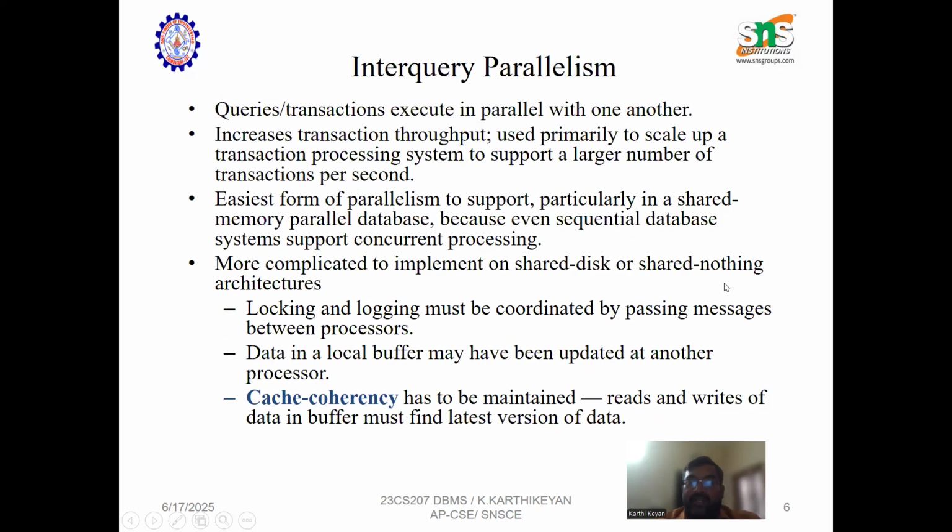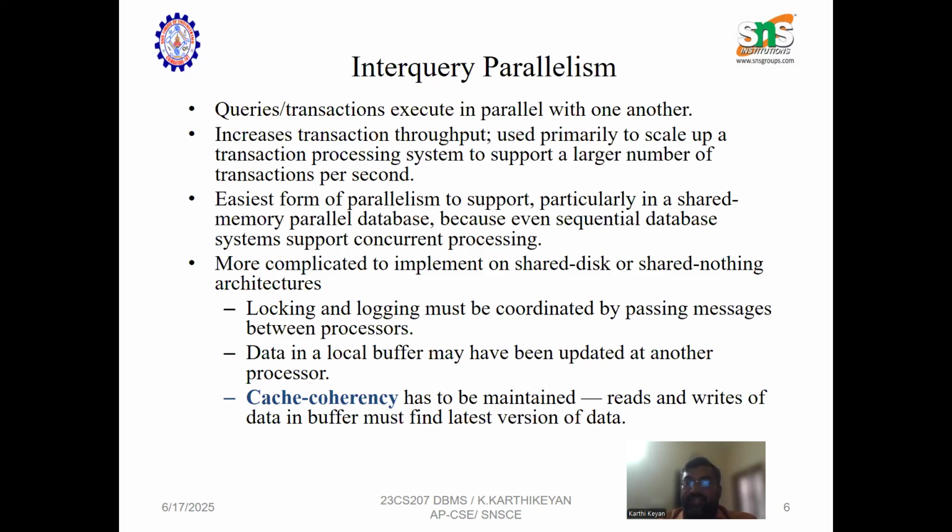So this is inter-query parallelism. Queries and transactions execute in parallel with one another. They increase the transaction throughput and are used primarily to scale up a transaction processing system to support a large number of transactions per second. It is the easiest form of parallelism to support, particularly in a shared memory parallel database, because even sequential databases support concurrent processing. It is more complicated to implement on a shared disk or shared nothing architecture.